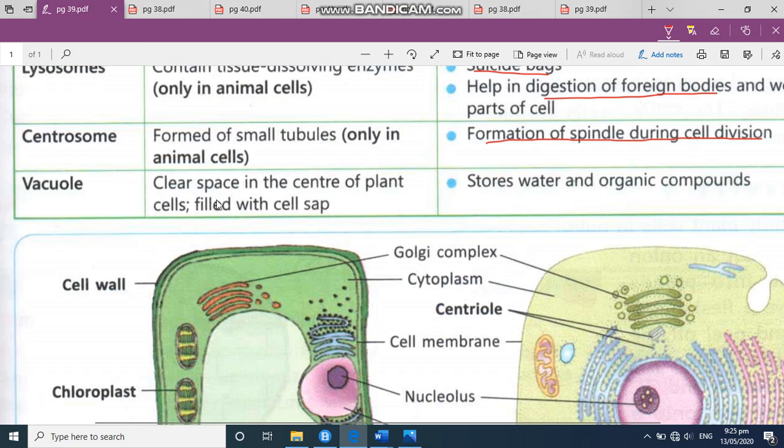Now vacuole, a clear space in the center of the plant cell. It is filled with cell sap, and very small vacuoles you will find in the animal cell. So what is the function? It stores water and organic compounds.